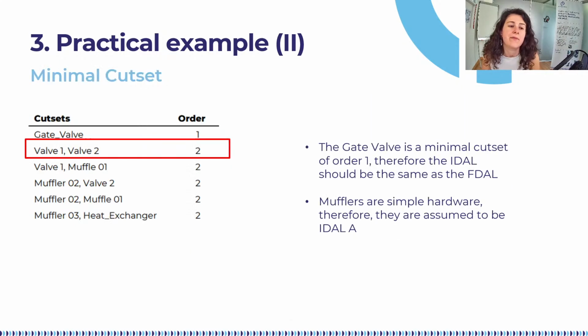Okay, let's go. That one, the minimal cut sets: the gate valve is a single point of failure. So when we have a single point of failure, that means that the IDAL needs to be the same as the FDAL. So the gate valve is automatically IDAL C, because the top gate is C. So we are fine. The mufflers, in this case, we can consider them as simple hardware, so they are going to be IDAL A. So we are again with the same valves, because it's the same system, different failure conditions, but we have two items involved in different functions.